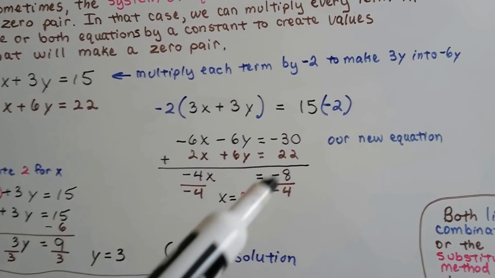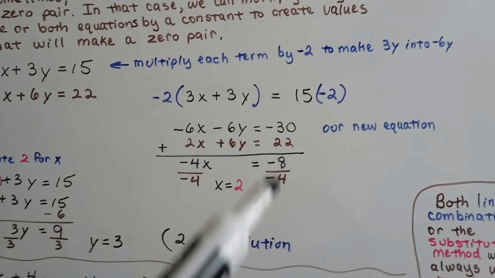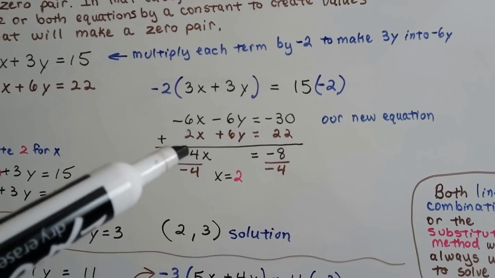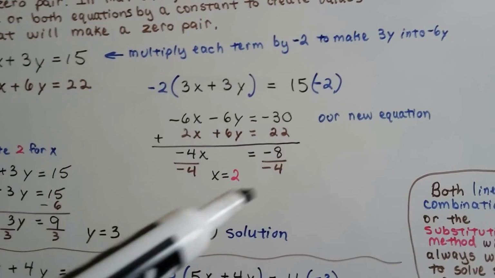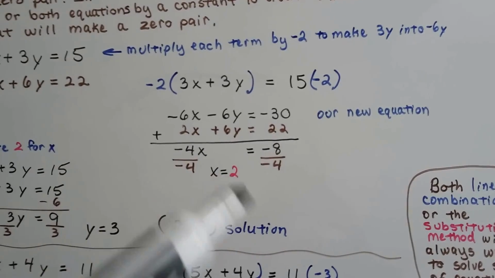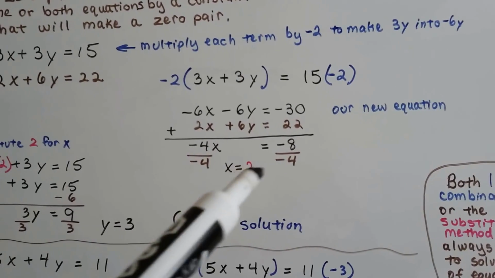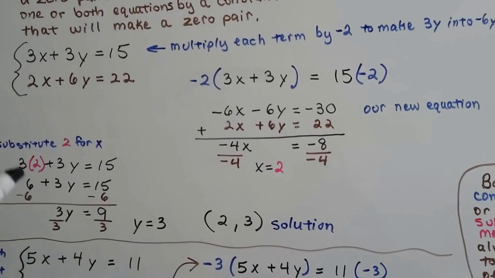That's eliminated, and now we have negative 30 plus 22. That's a negative 8. Now we can divide each term by this negative 4 coefficient, and we get x is equal to a positive 2. Now we can take that positive 2 and plug it in for x.